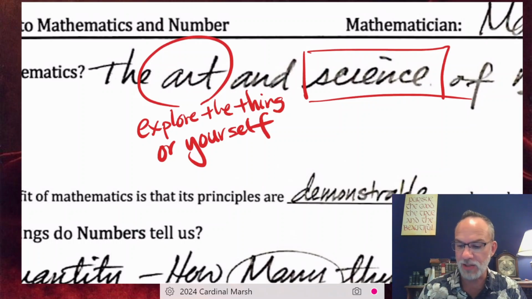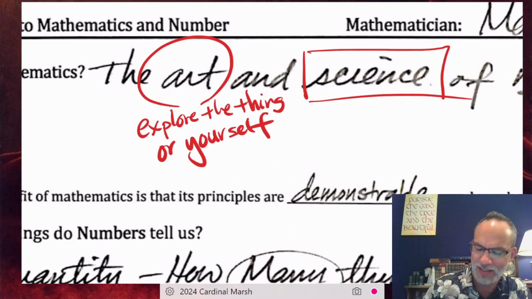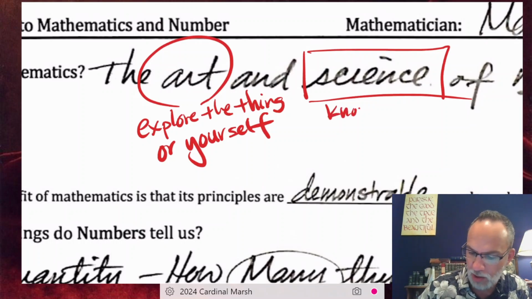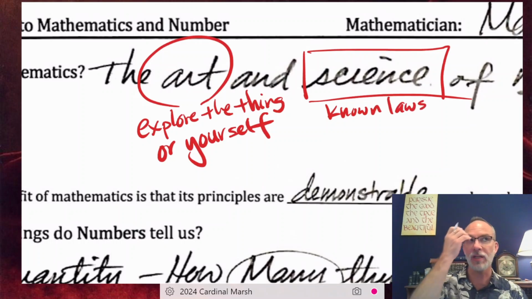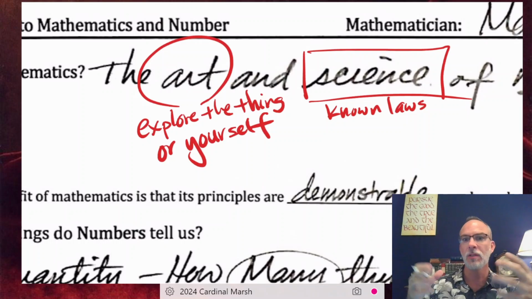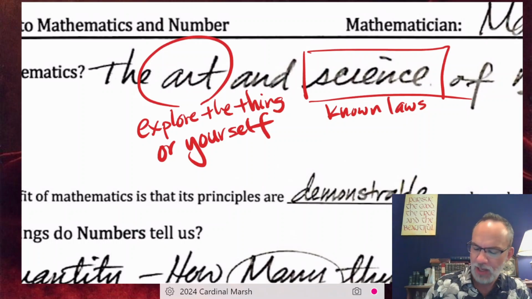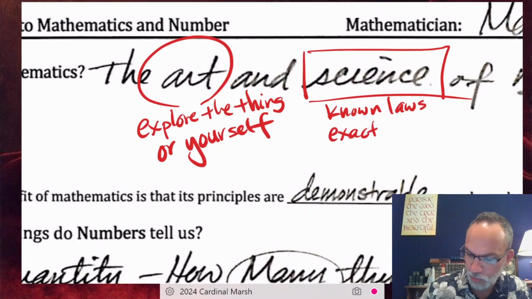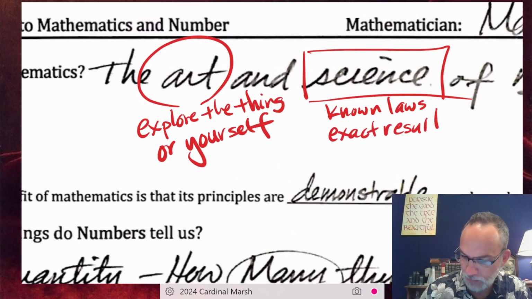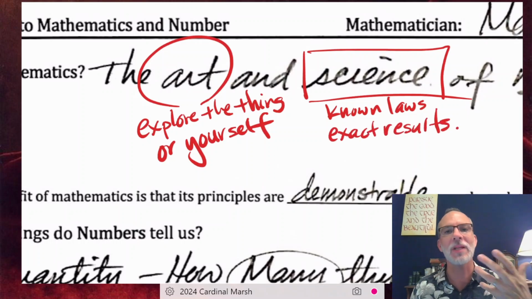Okay. Science, though, in the classical sense, means something that already exists, as there's already known laws. So this might be after you study something as an art. Once you figure out how the thing works, then you put together a system or your understanding of the system. And what you're doing is you're doing it to get exact results. So you're doing it to replicate something.